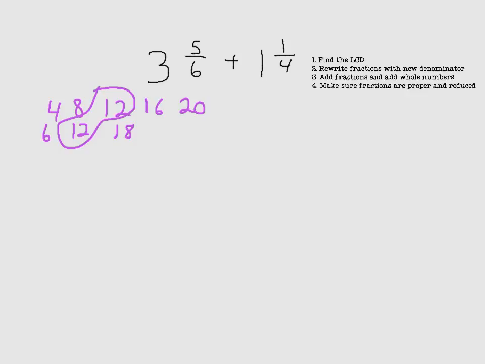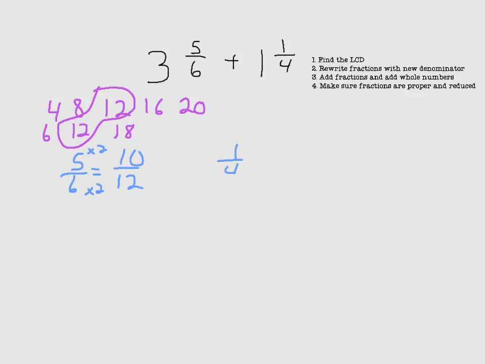So right now I'm just going to focus on the fraction part of our mixed numbers. So 5/6, we're going to rewrite so that it has a denominator of 12. So to get from 6 to 12, we had to multiply by 2. So we're going to do the same thing on the top. 5 times 2 is 10. So that's our new fraction for the 5/6.